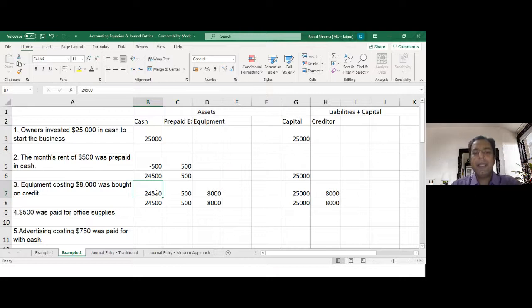Right. So any impact on the cash? No, zero impact on the cash. Any impact on prepaid expenses? No, zero impact on prepaid expenses. But yes, equipment increased by 8,000, and we have this.